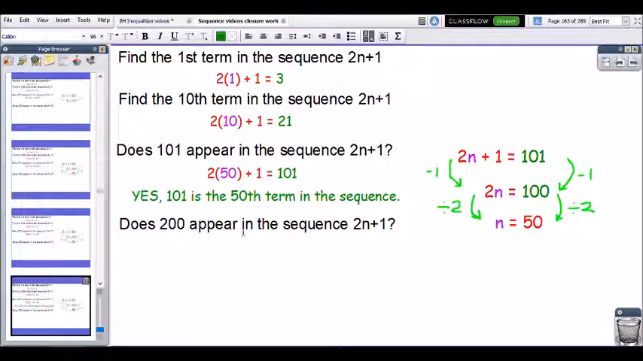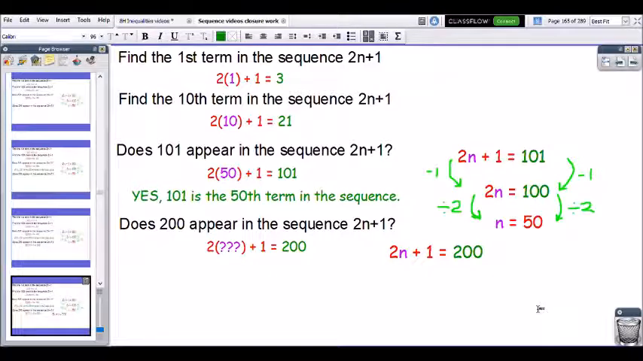Does 200 appear in this sequence then? So I'm going to do what I've done before. I'm wondering, well, 2 lots of something add 1 gives me 200. Can I find what that something is? Well, let's set up an equation. I'm going to take my rule 2n plus 1, and I'm going to set it equal to 200, because I'm wondering if 200 is in this sequence. If I want to find out if this is in the sequence, I need to try and solve this equation.